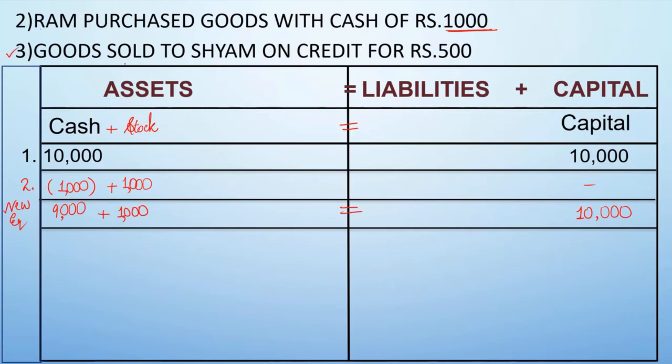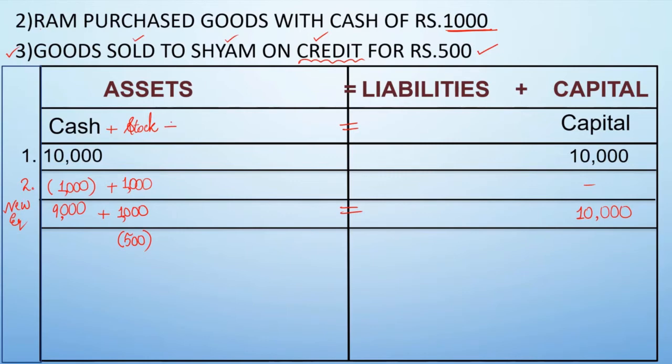The third point says that goods were sold to Shyam on credit for rupees 500. Whenever we are selling the goods, that too on credit, goods are reduced because we are selling them. At the same time, Shyam is our debtor, because he hasn't paid the amount, he has purchased on credit. So from our side, from the business, the goods are reduced. So from stock, the 500 is to be reduced.